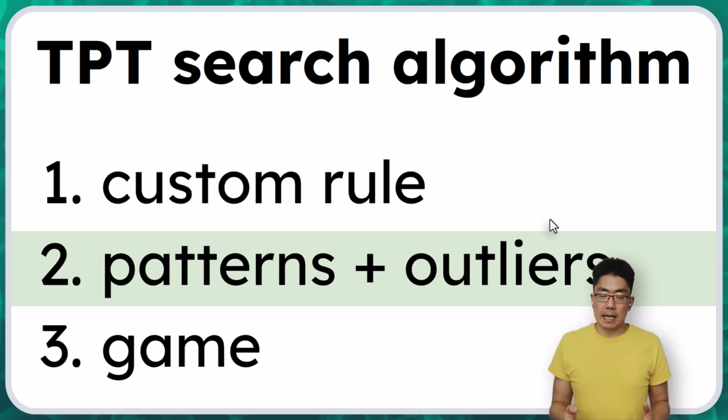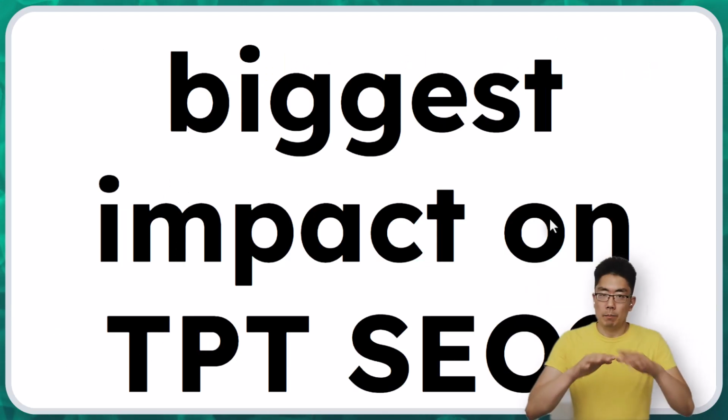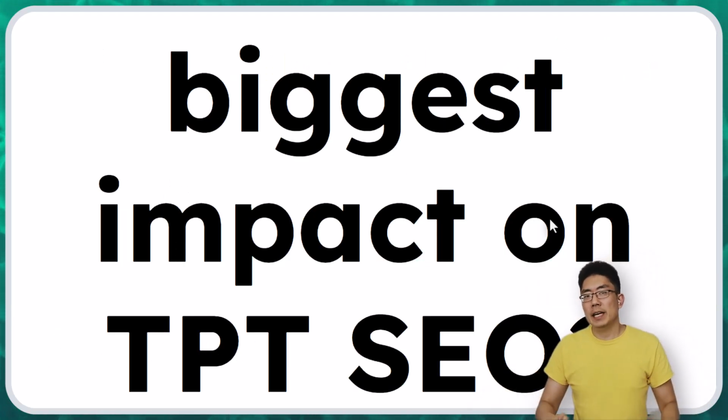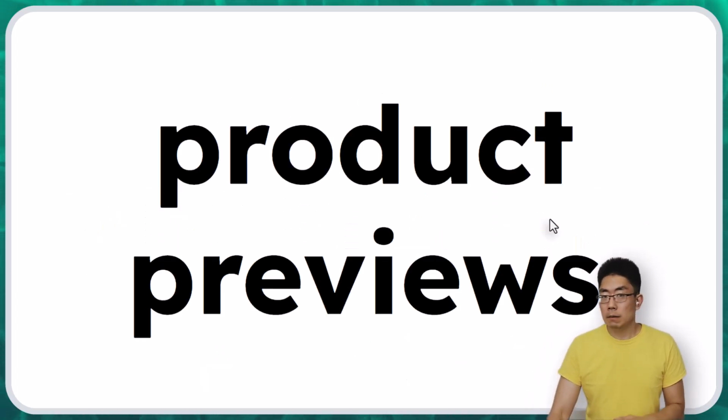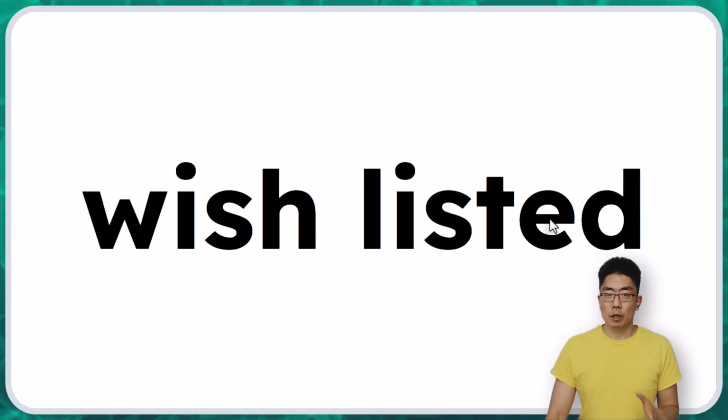In this next section, I'm going to show us how to look at our product stats data to look for patterns and outliers that will give us clues about how the TPT search algorithm might work. But before we start, what do you think has the biggest impact on TPT SEO? Is it your product page views? How many times people look at your product preview? Is your product ranking based on whether or not people wishlist your item?